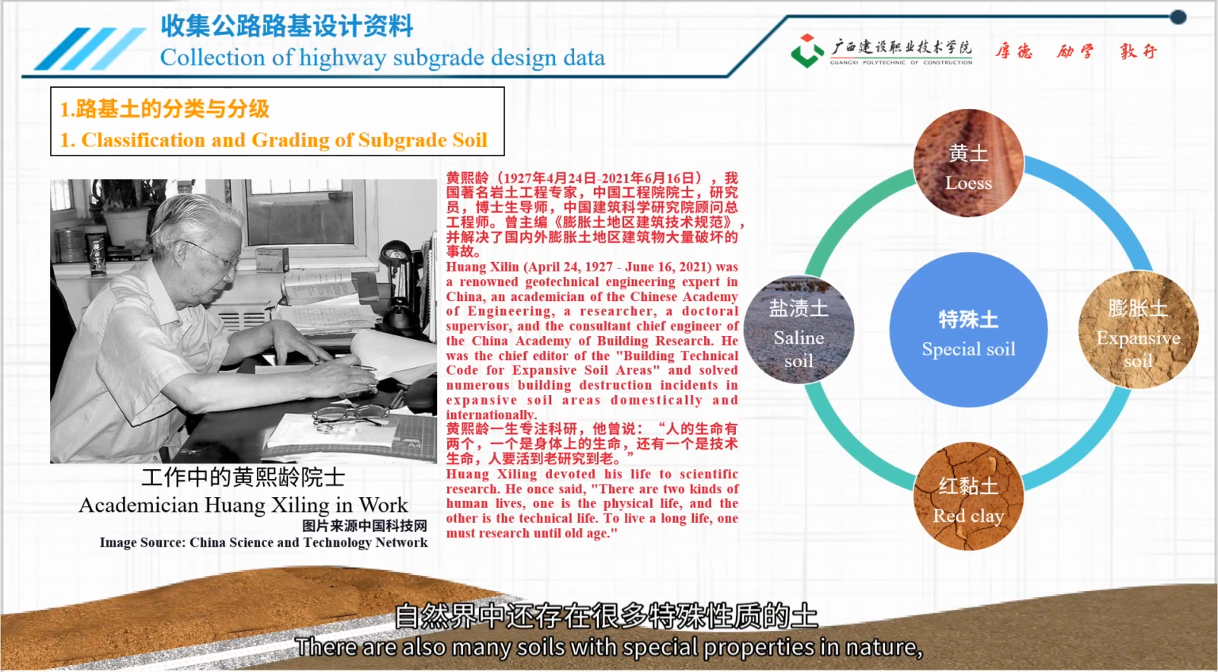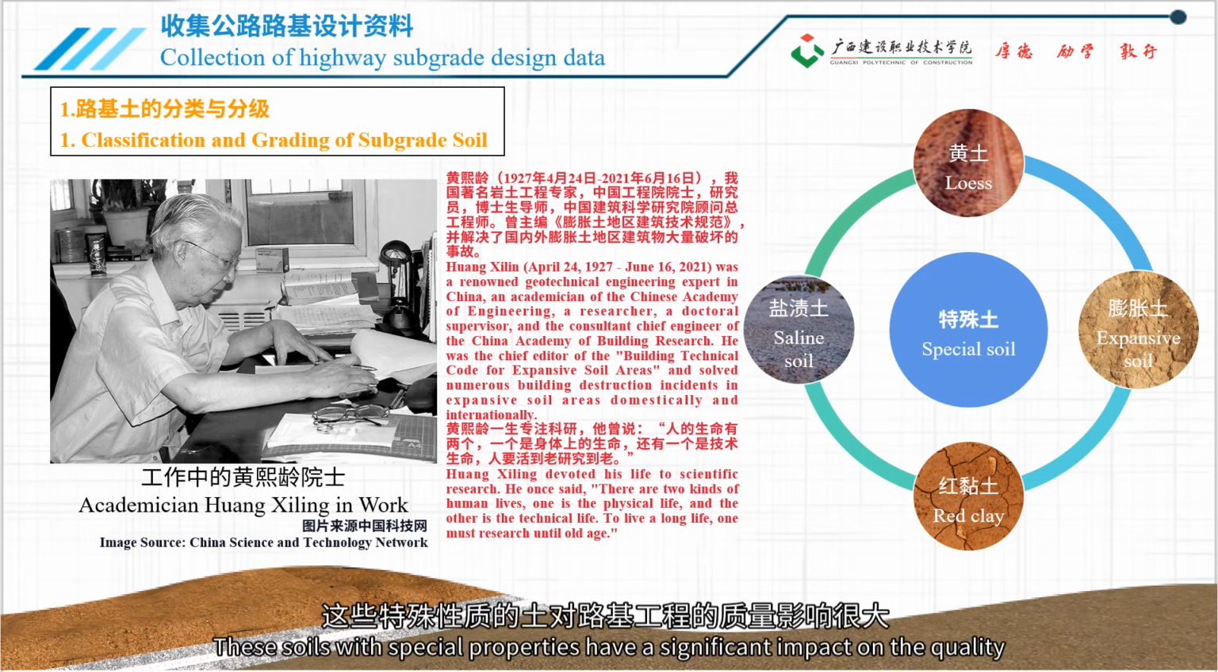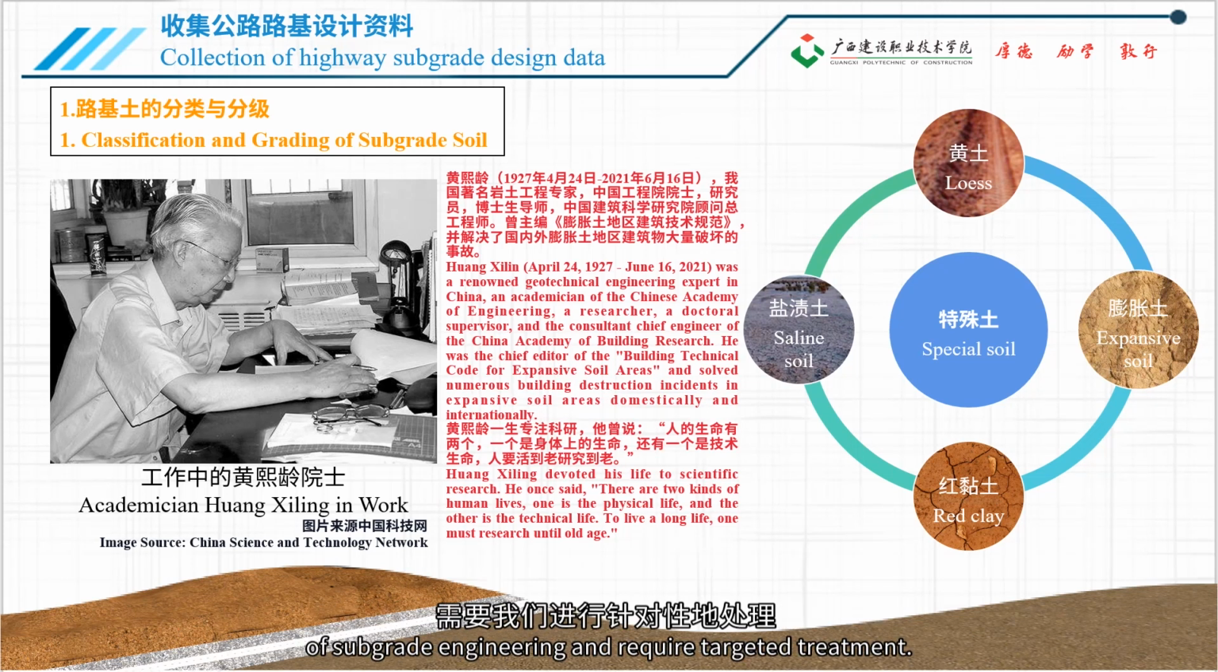There are also many soils with special properties in nature, such as loess, expansive soil, red clay, and saline soil. These soils with special properties have a significant impact on the quality of subgrade engineering and require targeted treatment.